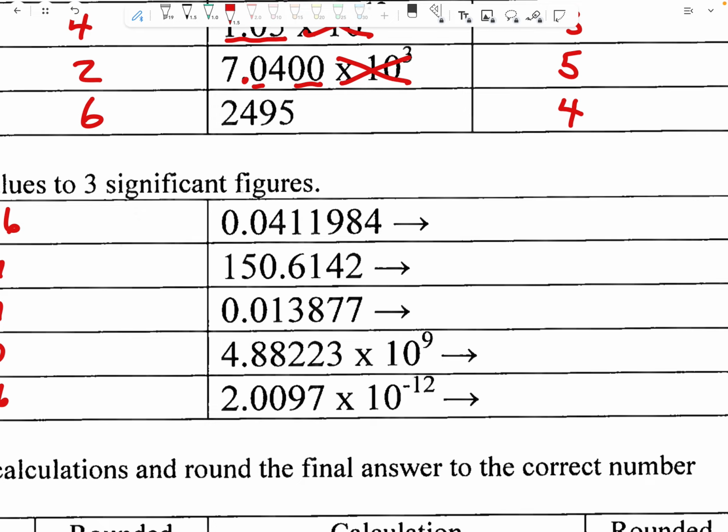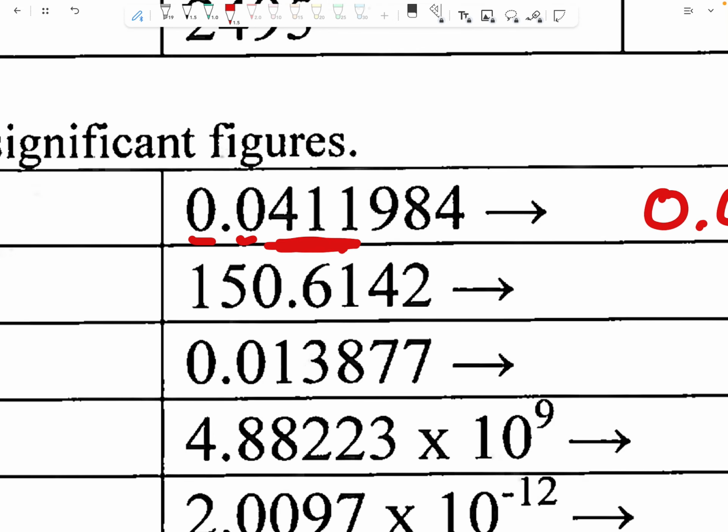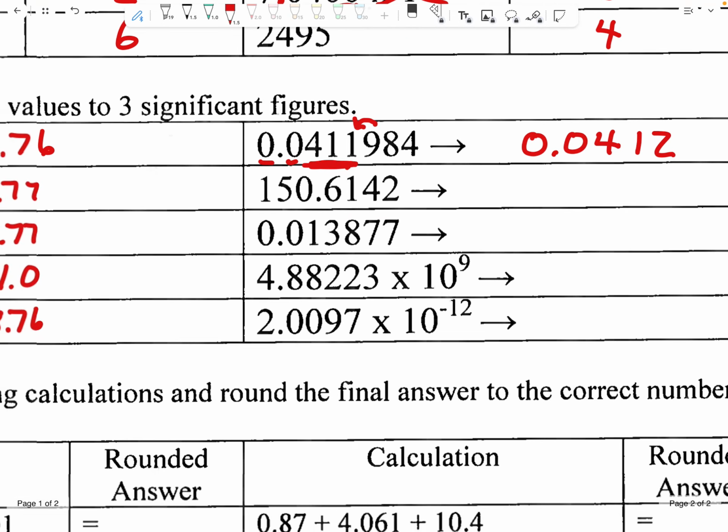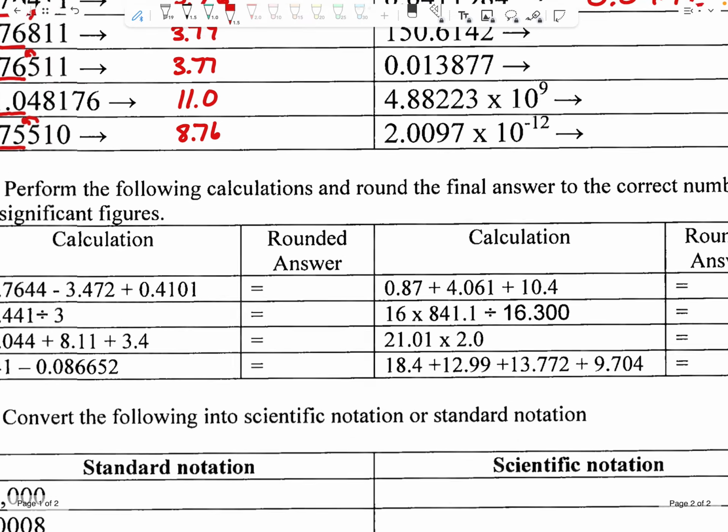I'll do one more. We have 0.041. These are leading zeros here, and this 0 does not count, that 0 does not count, but this does count, okay? So we'll round that to 0.0412 because that 9 right here is going to round that 1 up to a 2. All right, well, I'm going to leave the remainder up to you, and we'll look at those answers later, okay?